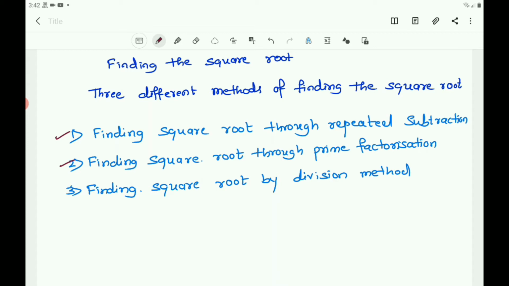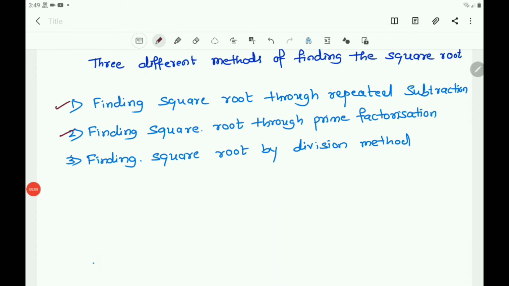Now let us discuss the method of finding the square root by division method. We know that finding the square root through repeated subtraction is not suitable for large numbers. And by using the prime factorization method, it is not possible to get the square root of all numbers. When the numbers are large, even prime factorization becomes lengthy and difficult. Sometimes you can't get it at all. To overcome this problem, we use the division method of finding the square root.